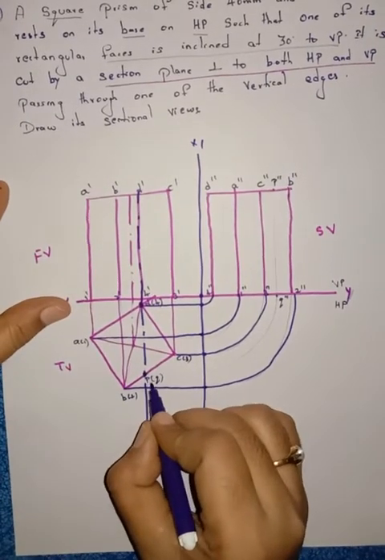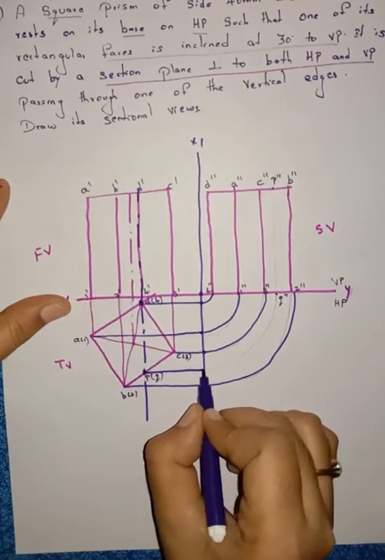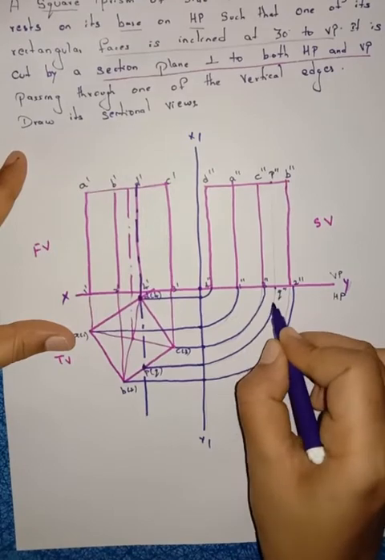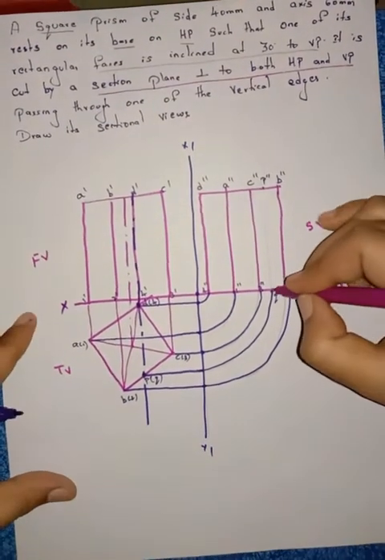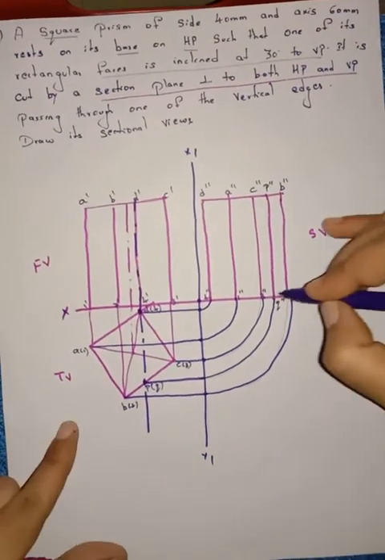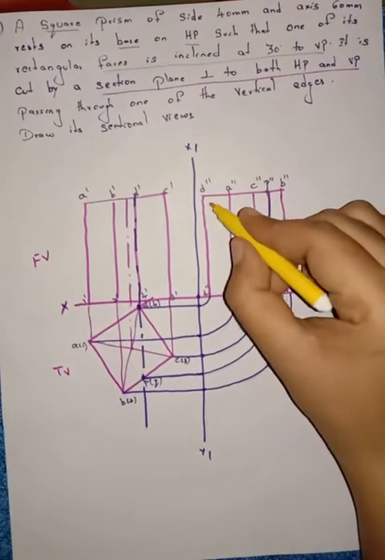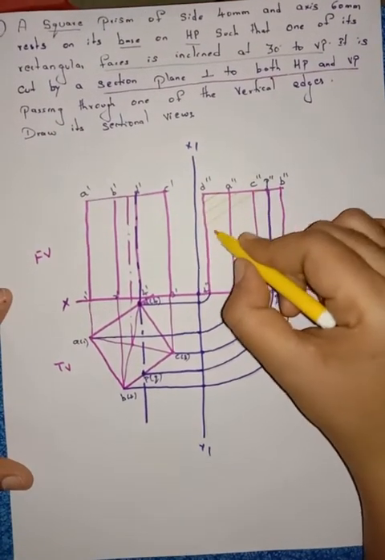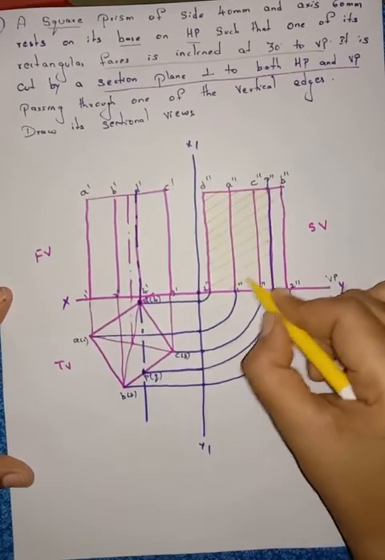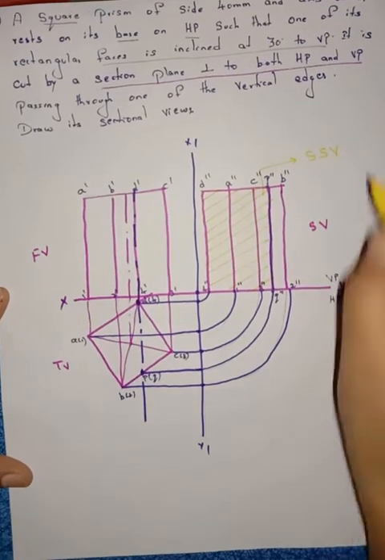So intersection points I am taking P and Q. From P and Q also draw a straight line till this one. Keep your compass here. Take this distance. Draw an arc. Extend this one. So this is nothing but P double dash and Q double dash. After getting this, draw the hatching lines till P double dash and Q double dash. This is nothing but your sectional side view.